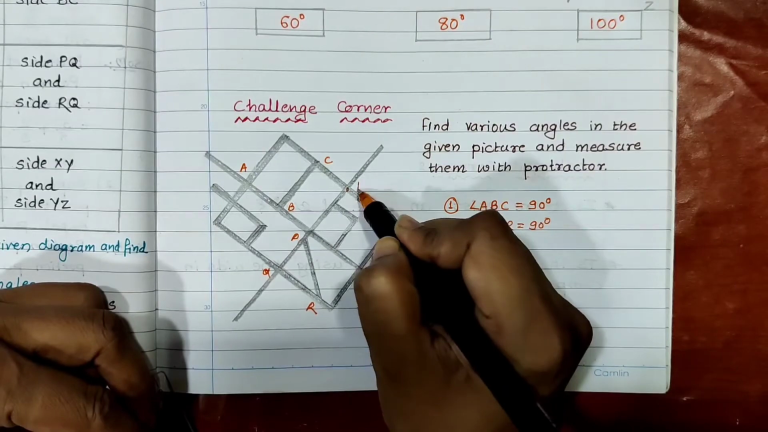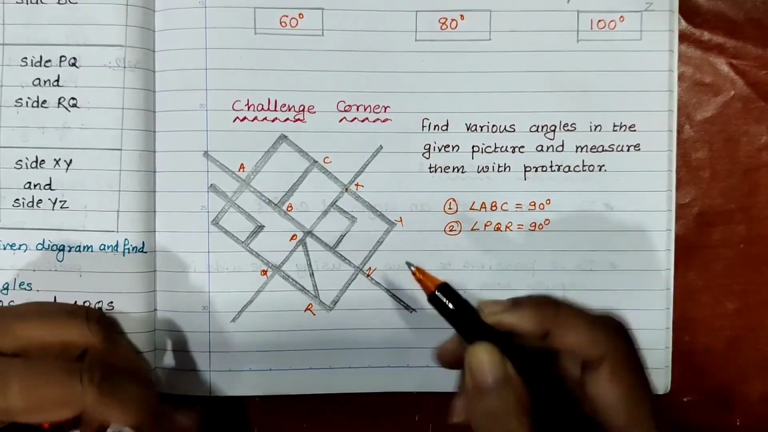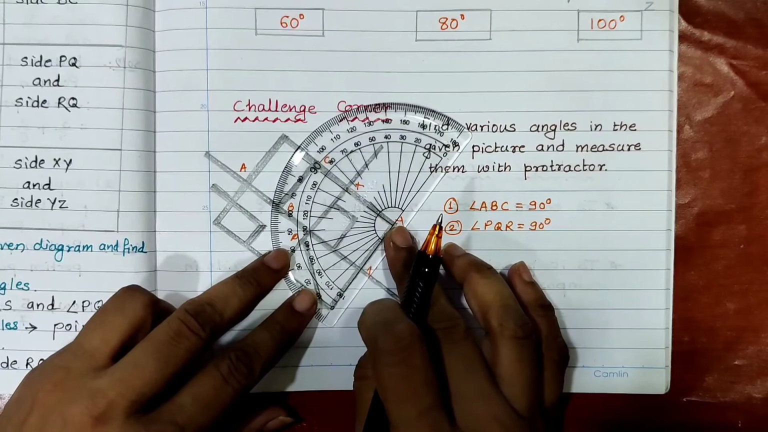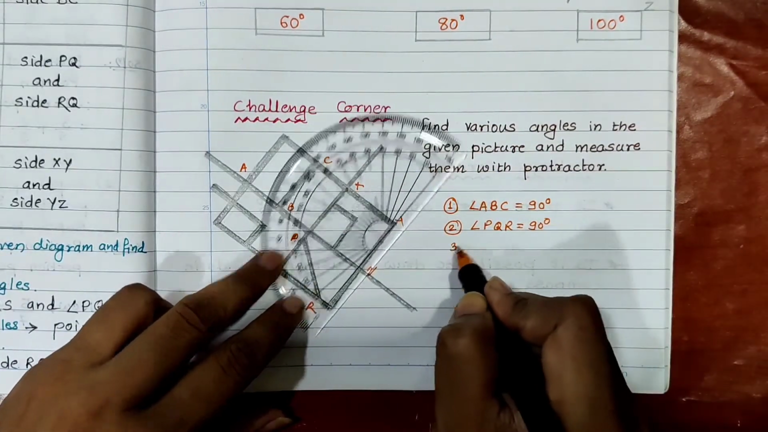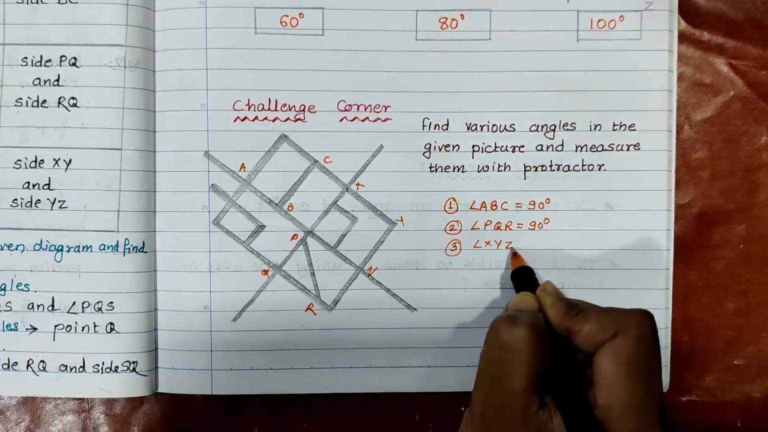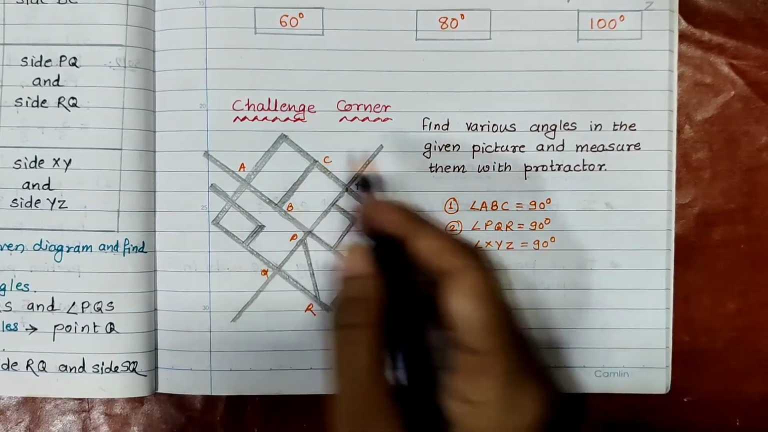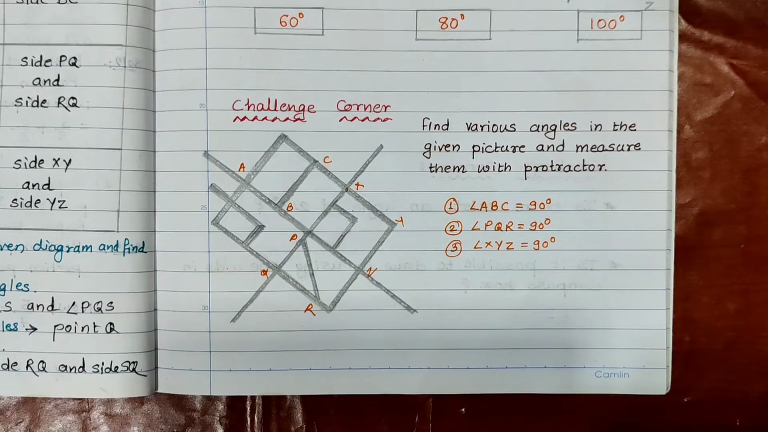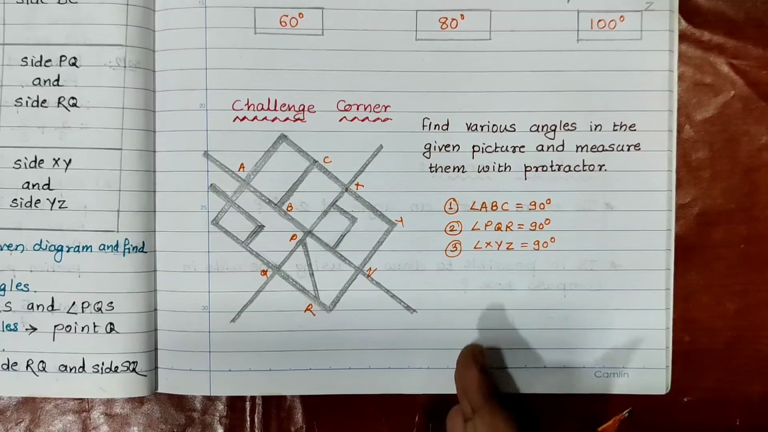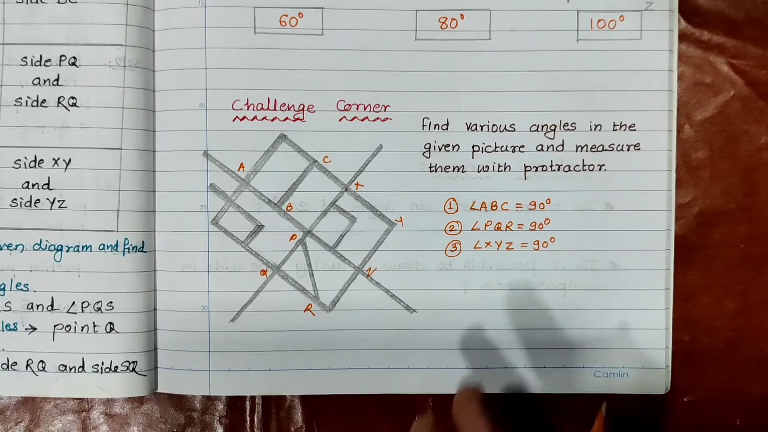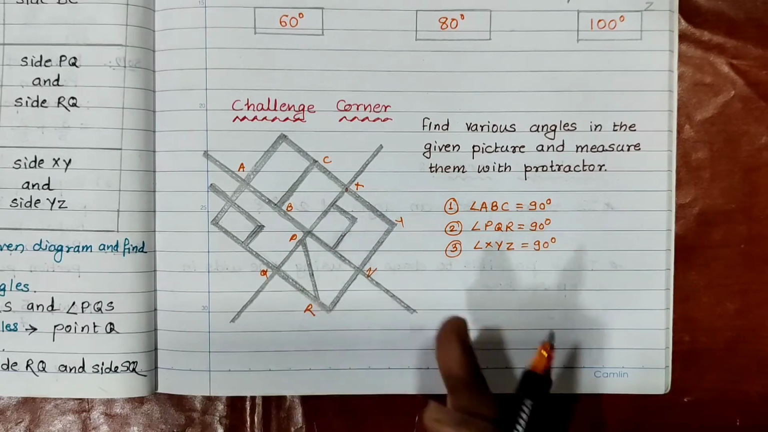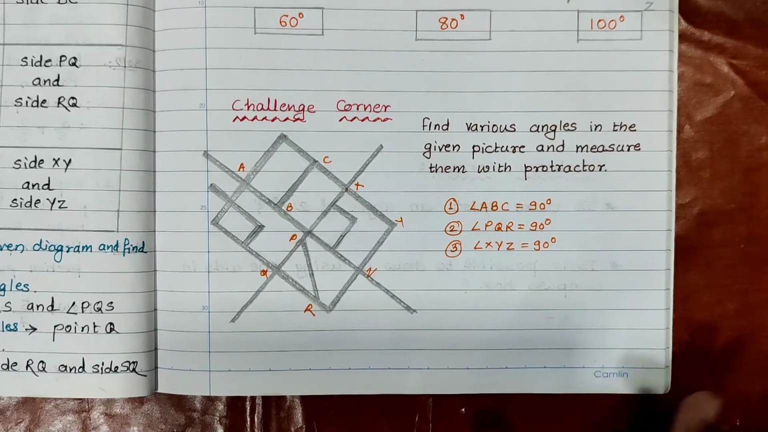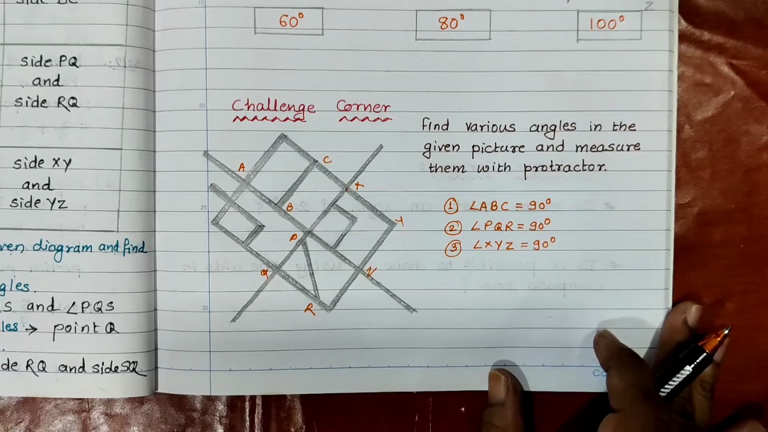If I write the names of angle like this, X, Y and Z, and if I place my protractor here also I can see angle is 90 degree. So third angle X, Y, Z is also 90 degree. So in this way, keep on writing the names and find out the measures of angles. There may be some near about 10 angles or 12 angles or 15 angles, depending on how you look at this figure and how many angles you get from this figure. So in this way you can complete this challenge corner on your own.